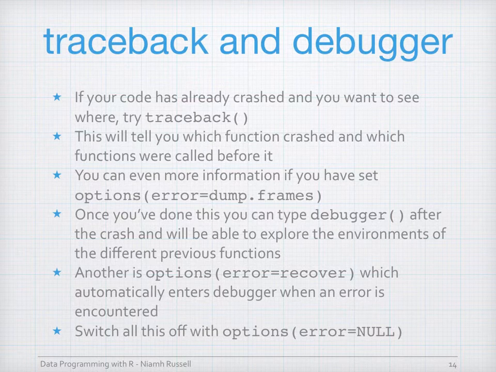When you've finished with traceback, you need to switch off all these extra options and traceback itself and carry on with your normal executable R. And to do that, you just set error equals null within the options function.